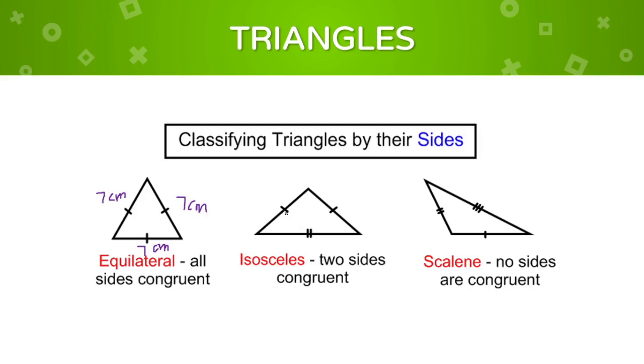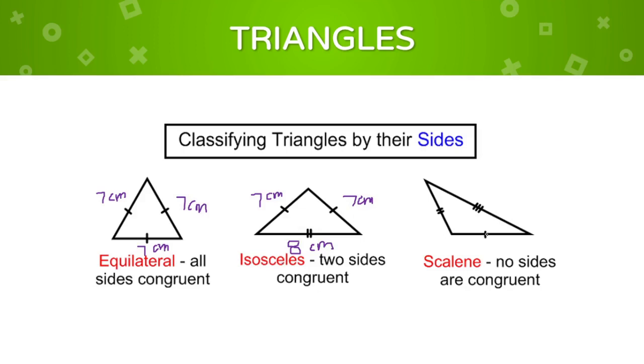Kapag dalawa lang po ang pareho, kita niyo po, itong dalawa kasi pareho. Isang line lang ito, dalawa ito. Ibig sabihin, iba yung sukat nito. So, again, 7 cm ito, 7 cm ito, if the third side is 8 cm. So, dalawa lang po yung pareho, we call this an isosceles triangle.